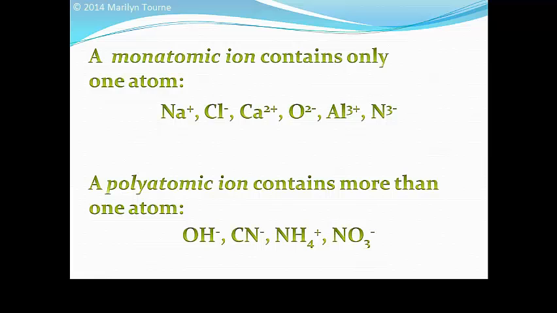A polyatomic ion contains more than one atom. So that's anything that has more than one. Poly means more than one. Mono means one. So polyatomic ions, some examples are hydroxide, OH, very common, you need to know that one. Cyanide, ammonium ion, and then NO3 minus, that's nitrate ion. We will learn how to come up with those charges very soon.